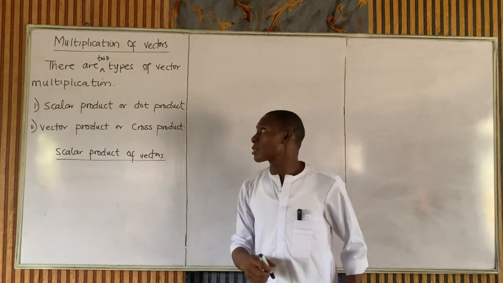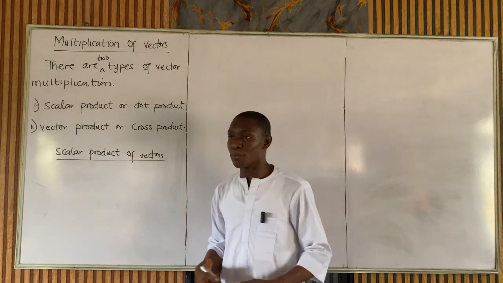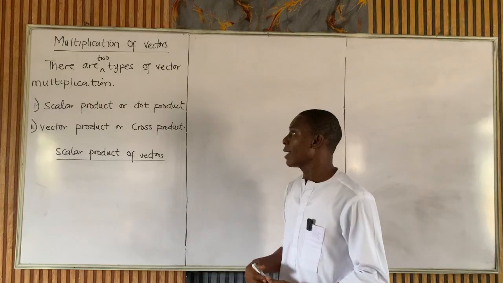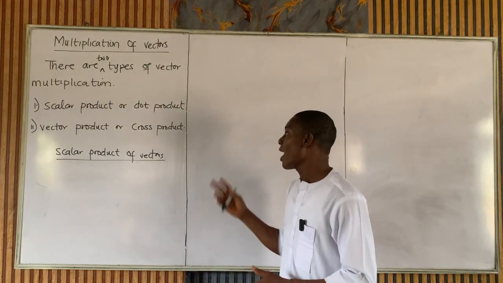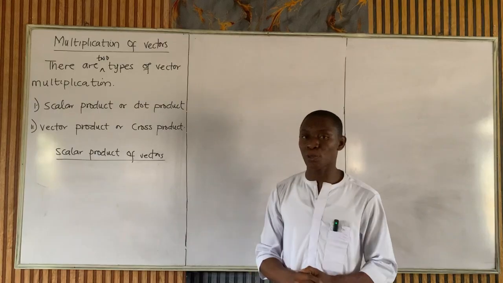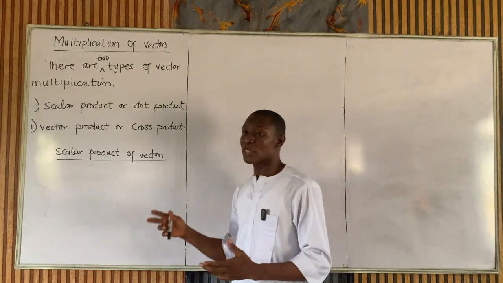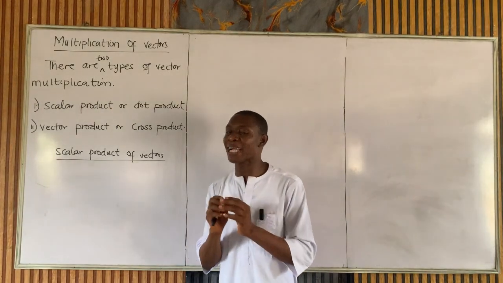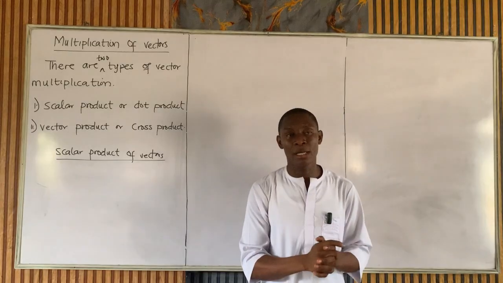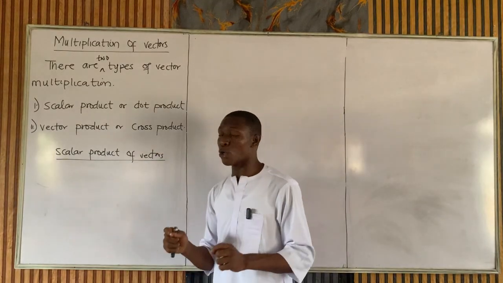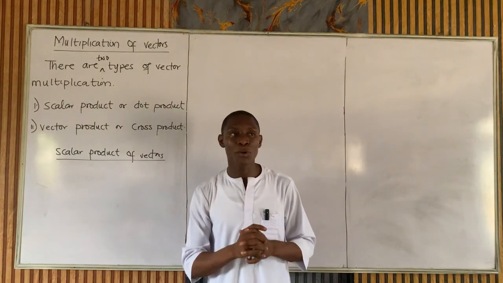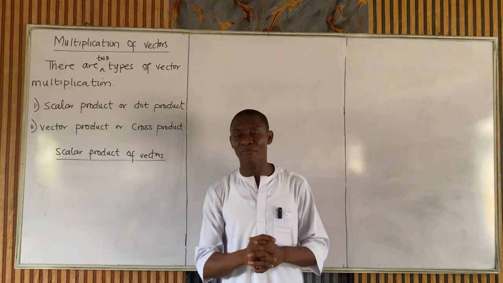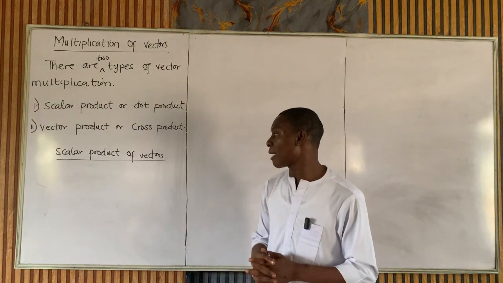Multiplication of vectors. There are two types of vector multiplication. They are one, scalar product, which is also known as dot product. And we have vector product, which is also known as cross product. The scalar product is so called because after carrying out the multiplication, the answer becomes a scalar. And the vector product is also called vector product because after carrying out the multiplication, what you have is also a vector. So let's look at the scalar product of vectors.